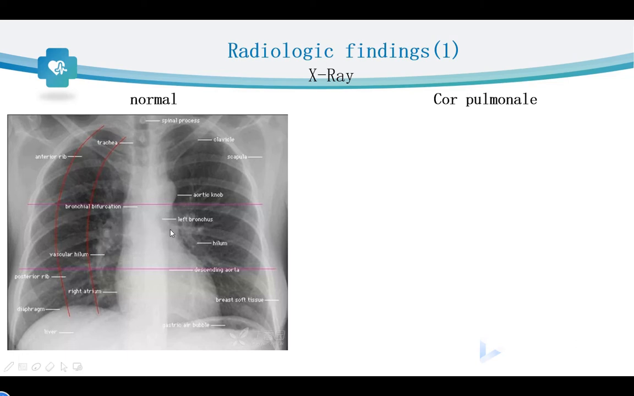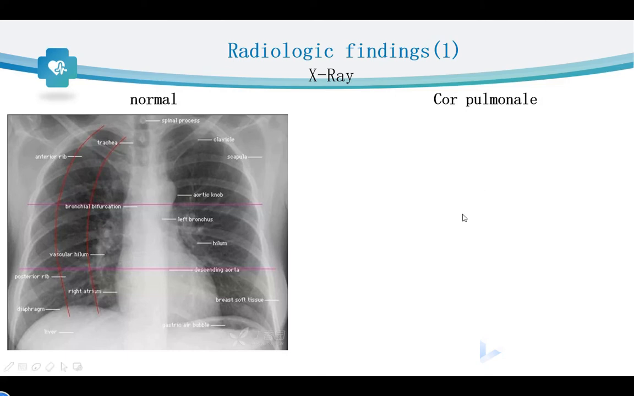In this image, we can also find some structure. Here is the aortic knob, and this area is for the pulmonary artery. And here shows the boundary of the left ventricle. And here shows the boundary of the right atrium. This picture shows the normal image of the chest X-ray.